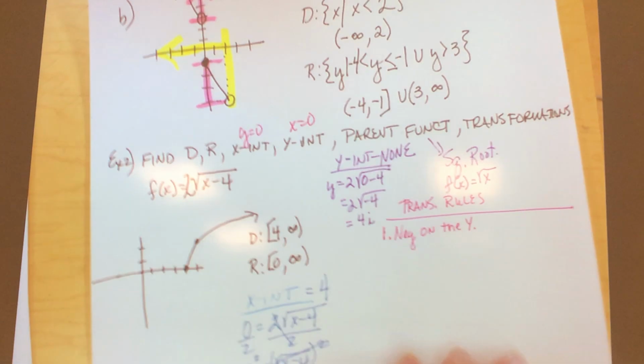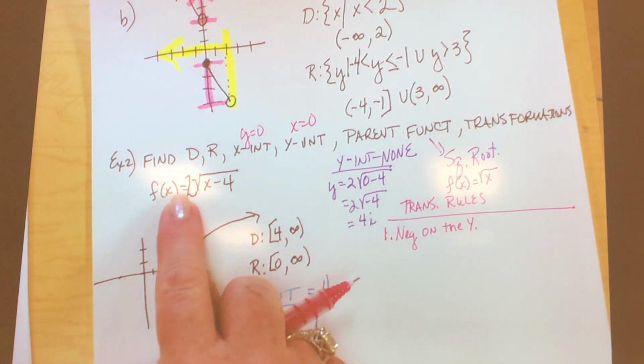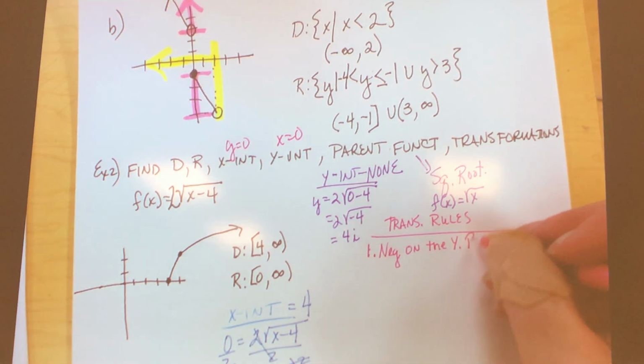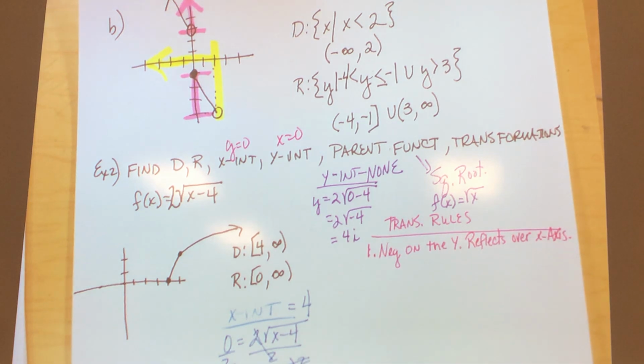Okay? And that would mean if there is a negative outside here, not with the X, but outside, so it's on the Y. If there's a negative on the Y, then that reflects it over the X-axis. Do not use the word flip. It reflects over the X-axis. Notice that it reflects over the opposite axis. If it's on the Y, it reflects over the X-axis. Obviously, if it's on the X, it's going to reflect over the Y. Those are the most difficult ones, okay?